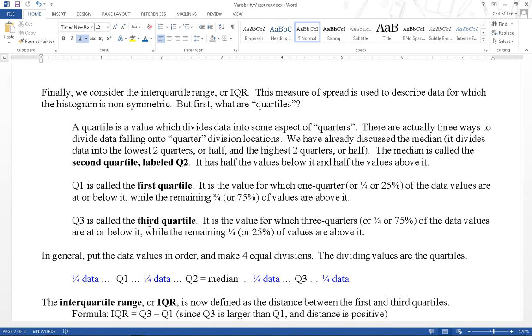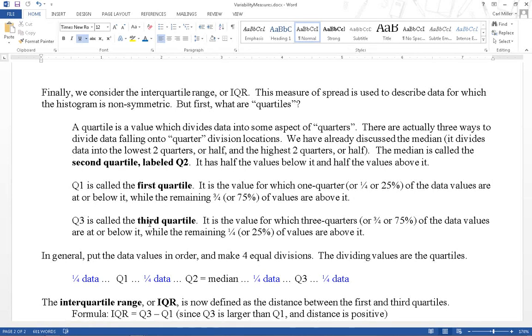Similarly, there's a third quartile. So if you take the upper half of data values in a data set, and divide it in half, just like you did with the median, so take the median of the upper half of the data set, now you've got a third quartile. So 3/4 or 75% of the data values would be at the third quartile or lower, while the remaining 1/4 or 25% of the data values would be at the third quartile or higher.